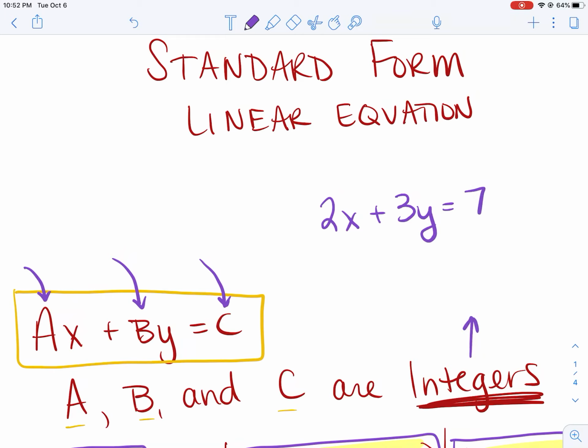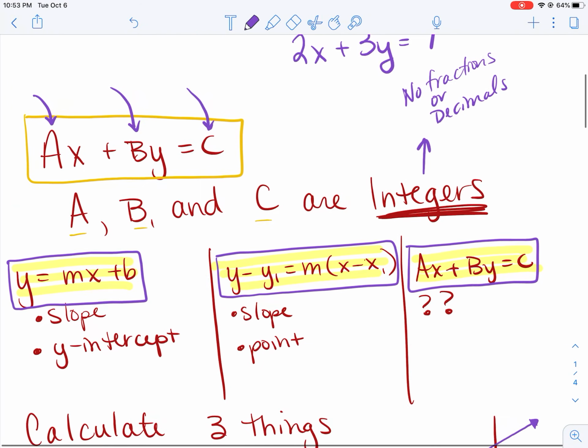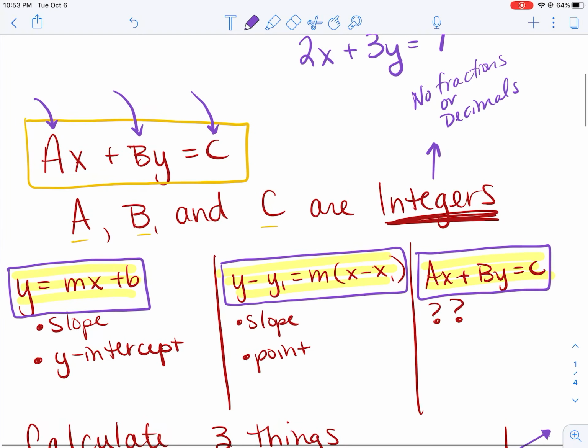Integers, if you're not exactly sure what that means, there are no fractions or decimals. So everything is a positive or negative number. Okay, so one thing I like to do is look back at previous linear equations so we can know some things about standard form.